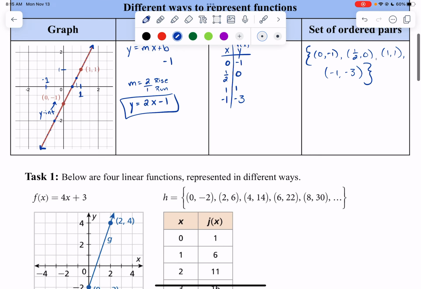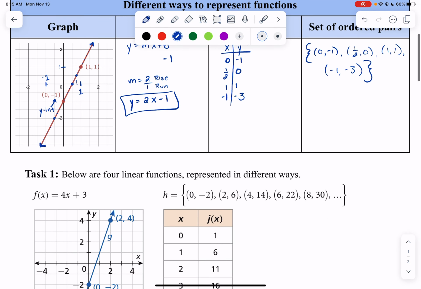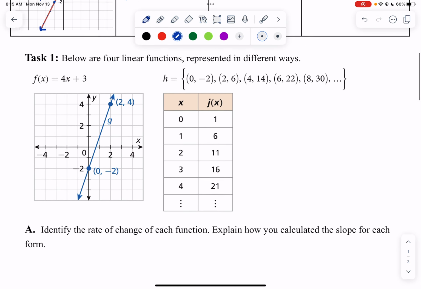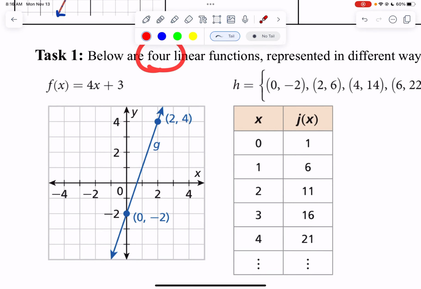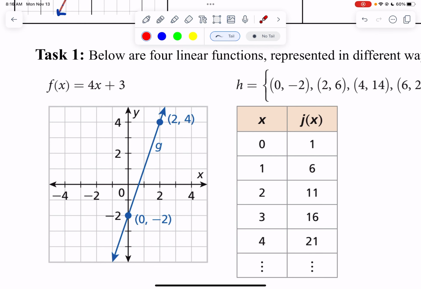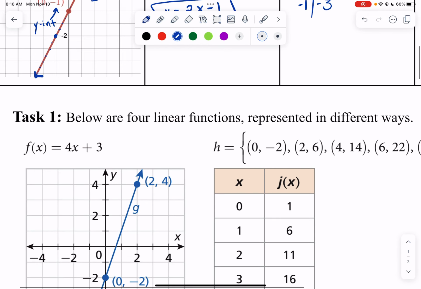So what we're going to be doing is looking at functions written in different ways, talking about them, and finding things about them. Here it says below are 4 linear functions. Let's get acquainted with these 4 linear functions. They tell me they're linear. The fact that they're linear tells me they have a constant rate of change. They go up by the same amount as they go over by the same amount. The rate at which it is changing is always the same, meaning always going up by 2, always going down by 5, and so forth.